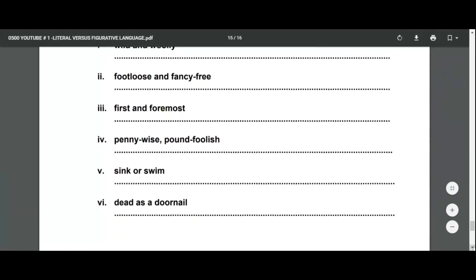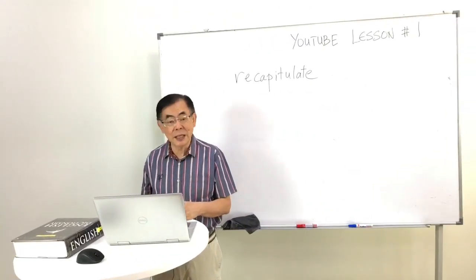Okay, and I hope the MCO will not last very much longer, and you can come back to class, and then we can go through some of these exercises together.